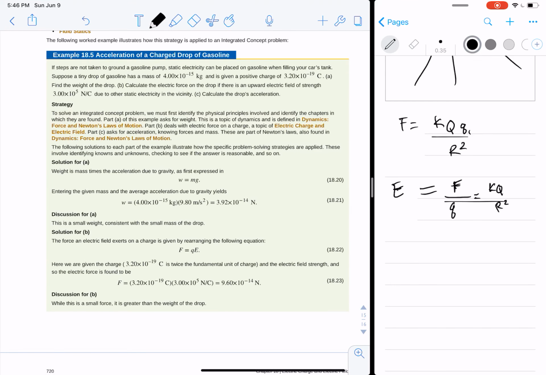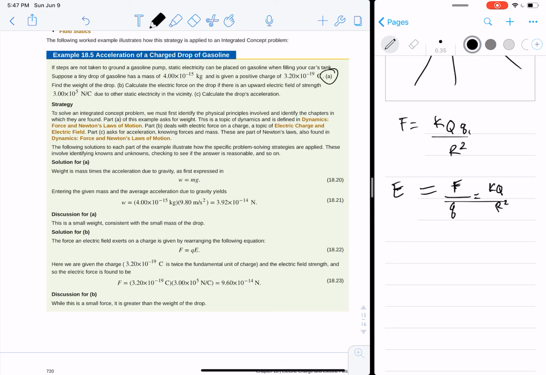Okay, here's an example: acceleration of a charged drop of gasoline. So let's say you have a drop of gasoline. It's got a mass, and it's given a charge. What they're saying is, if you don't ground the pump when you go to pump your gas, you could charge up the gas, and then if it's charged, it could get dispersed where you don't want it. So we want to calculate and see if this is something we should worry about.